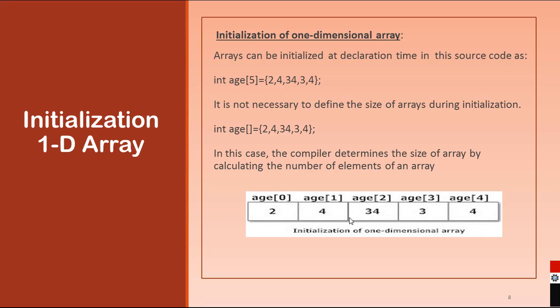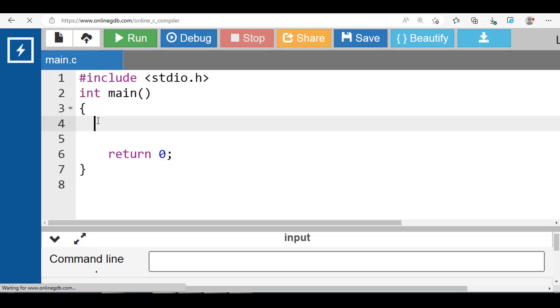Let's see the example of a one-dimensional array. Array is a variable that can store multiple values. For example, if you want to store 100 integers, then you can create an array for it. How to create an array? Data type, then name of the array.